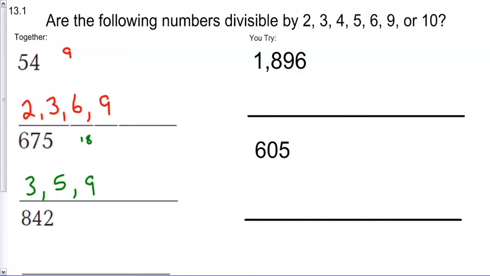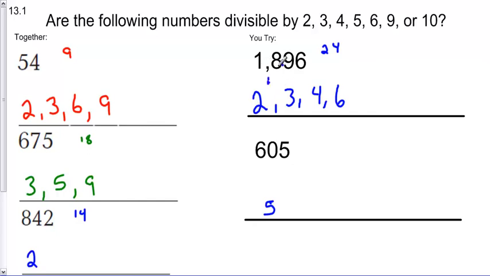Okay. 842. Well, I know it's divisible by 2 because it's an even number. I've got to add them up to see if it's divisible by 3, so that's 12, 13, 14. 14 is not divisible by 3. How about 4? Nope, because the last two numbers aren't divisible by 4. 5? Nope. 6? Nope, because there's not a 2 and a 3. 9? No. 10? No. The only number it's divisible by is 2. Now go ahead and pause the video, and you try 1,896 and 605.